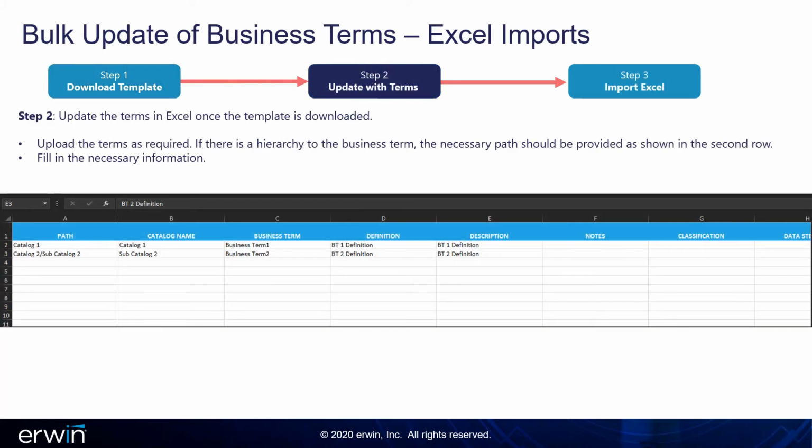Step 2. Update the terms in Excel once the template is downloaded. Update the terms as required. If there is a hierarchy to the business term, the necessary path should be provided as shown in the second row. Fill in the necessary information.